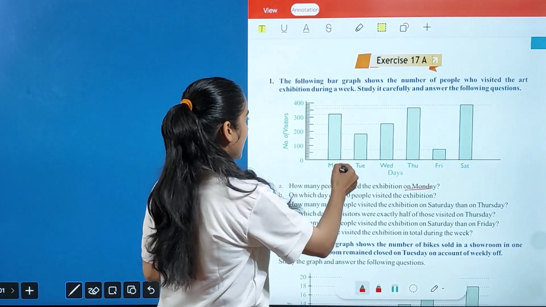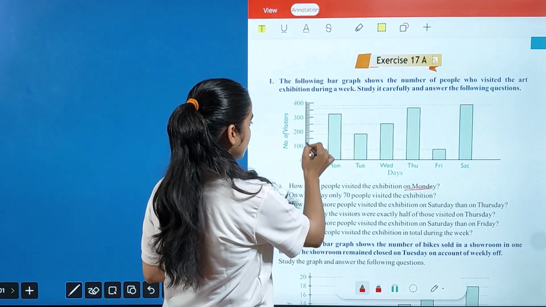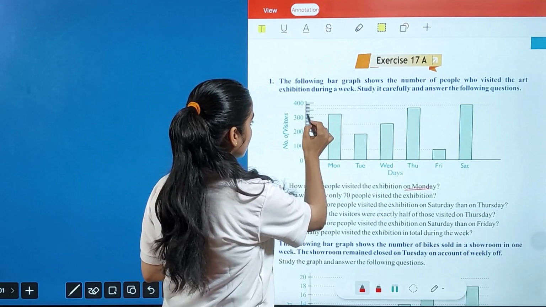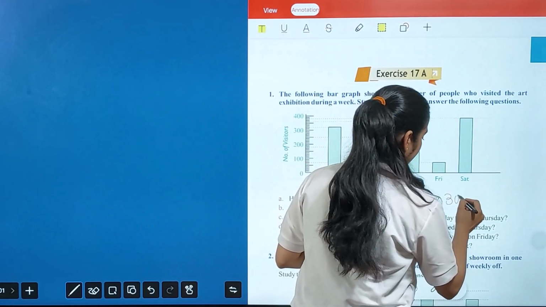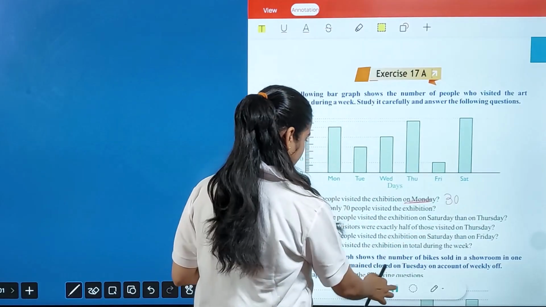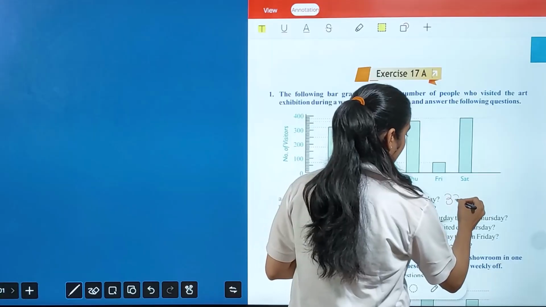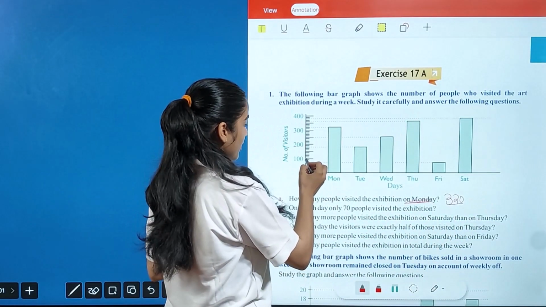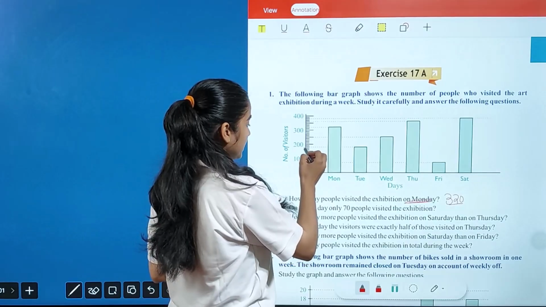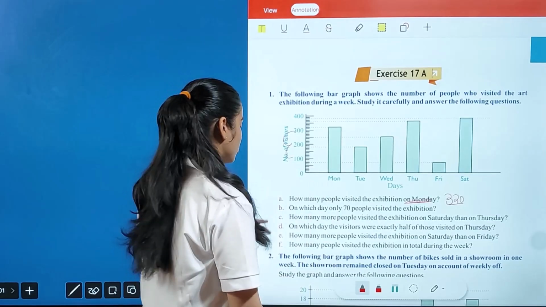So we see Monday, and what we see here is after 300. Here we look at 3, okay. So here we have 302. If 300 is represented, then this is 320, because each bar is representing 10, so 320 people. In this way, we have a gap of 10, 10, 10, 10, 10. That's why it goes from 100 to 200 and 200 to 300.